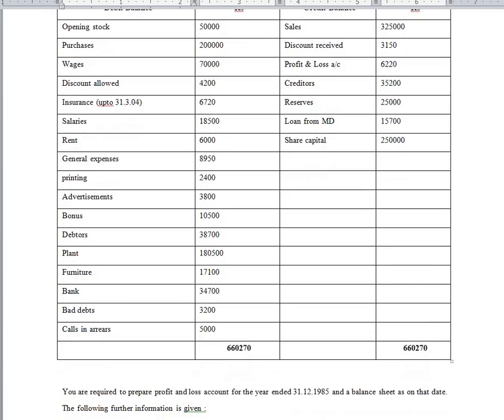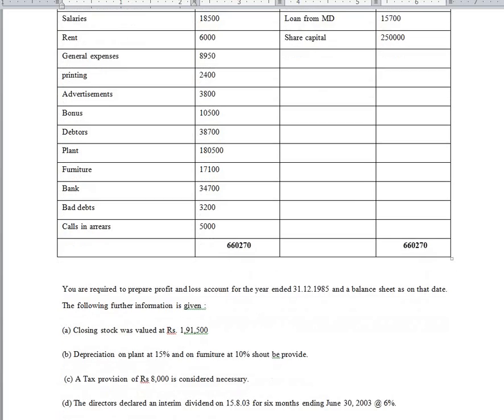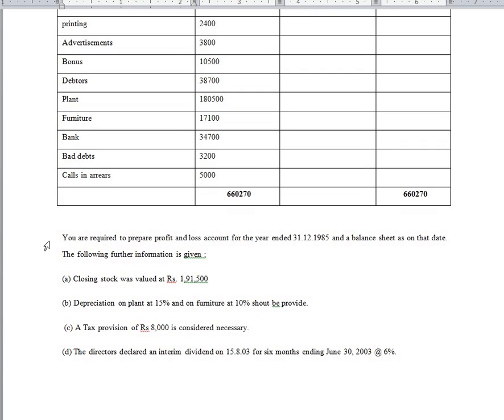Now let us see, there are some other extra informations given in the question as well. So let us see what are the items. You are required to prepare profit and loss account for the year ended 31st December 2003. Okay. And the balance sheet as on the date. So we are not going to do balance sheet.